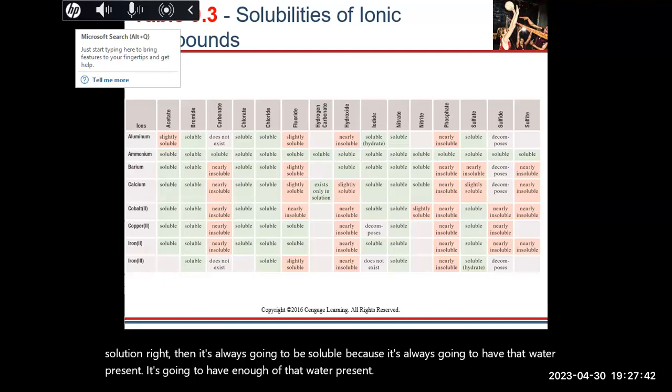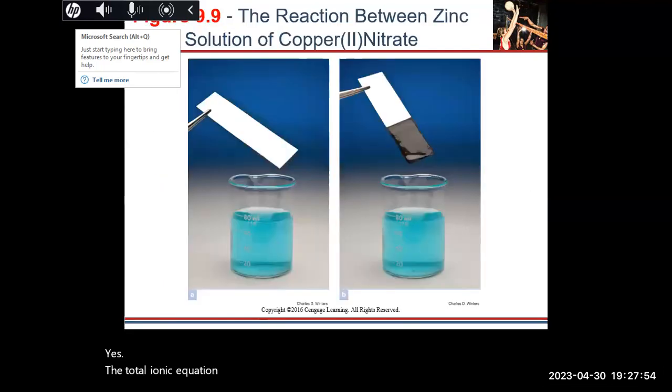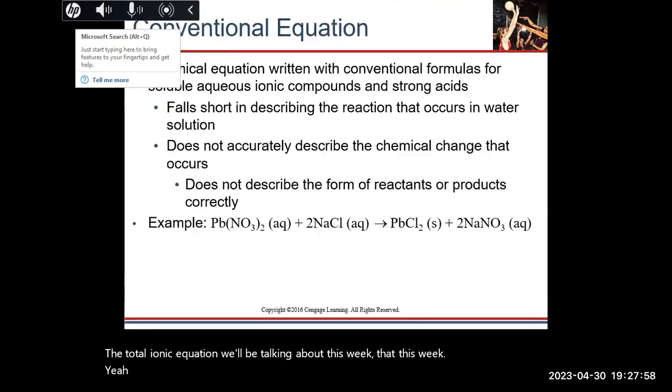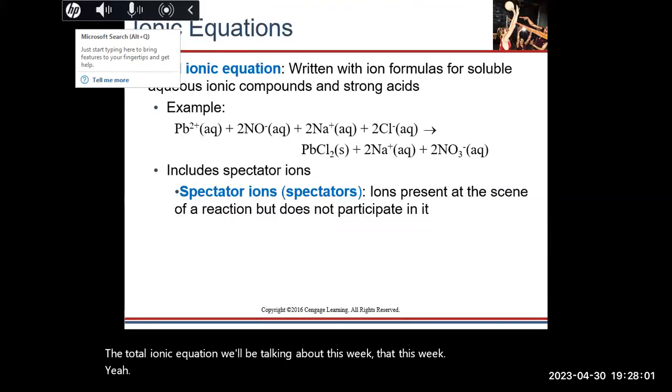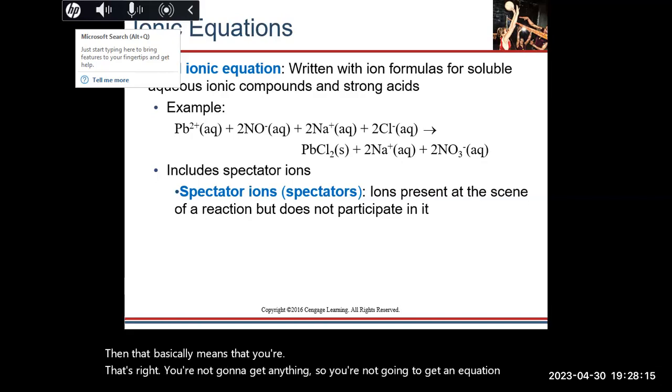Dr. Henry? Yes. Now, when it comes to question 2, and we have to write the ionic equation, the total ionic equation we'll be talking about this week. I'm wondering if copper sulfate is soluble and ammonium nitrate is also soluble. Yep. So then basically the equation just cancels. That's right. You're not going to get anything, so you're not going to get an equation. So they're all spectators? Yep, that's right.